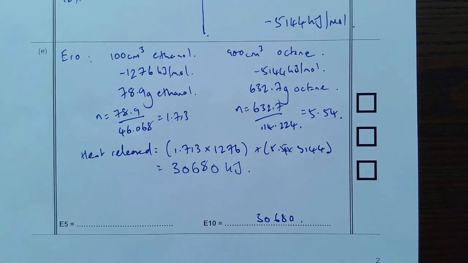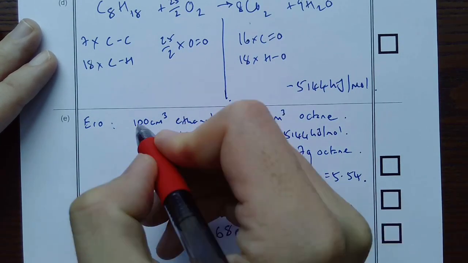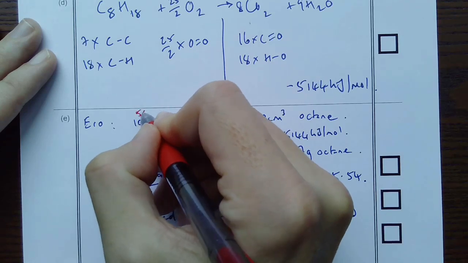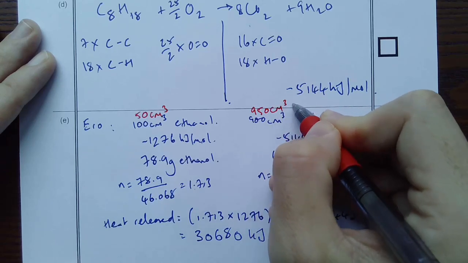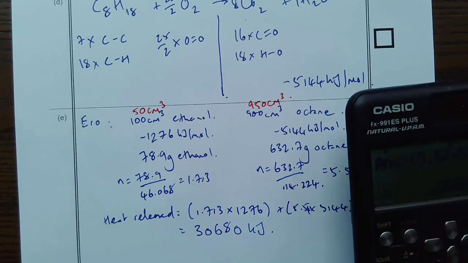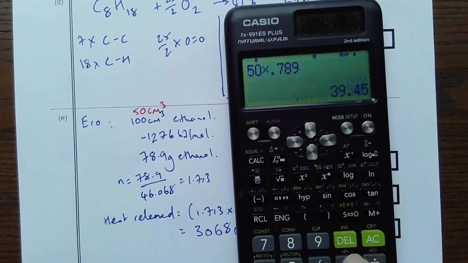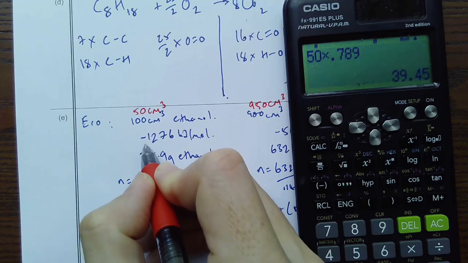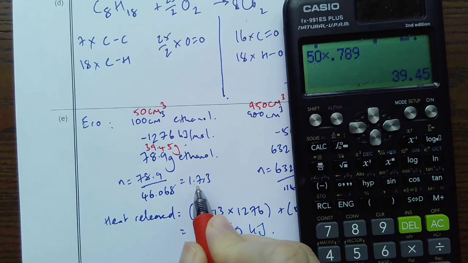30680. Then I just need to do the same calculation again, but now the only difference is I'm going to do it with 50 centimetres cubed of this and 950 centimetres cubed of this. So that is literally just the same calculation, just with those numbers changed. So it's going to be 50 times 0.789, which is obviously half of that. So it's going to be 39.45 grams. And it's going to be half of that number as well. So let's just do that.